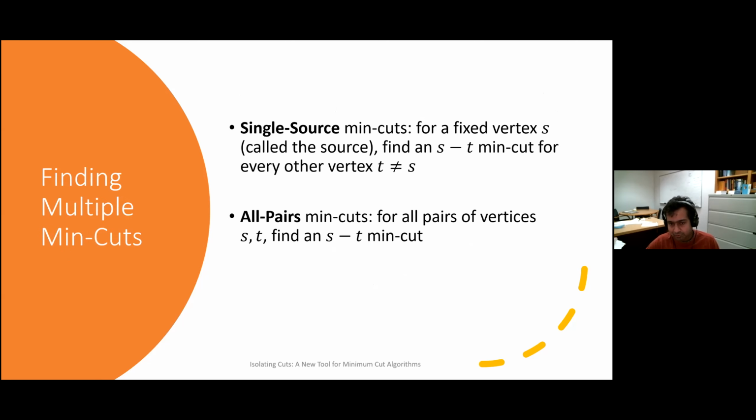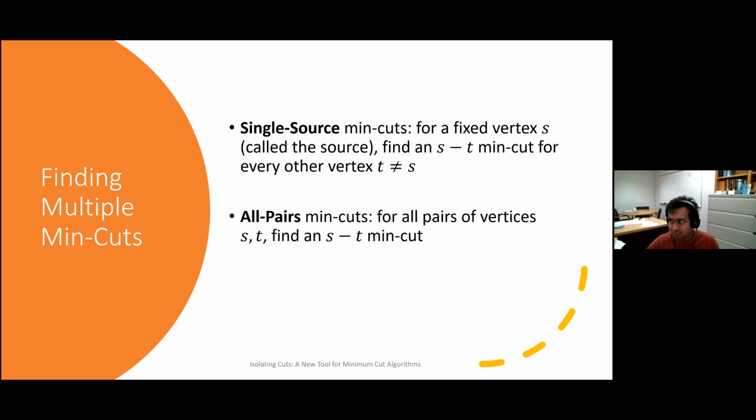And finally, we are often also interested not just in a single min cut, but multiple min cuts. This comes in two common forms. The first is what's known as single source min cut. We just fix a vertex S and ask for the minimum cut between S and every other vertex. Or we ask for the minimum cut for all pairs of vertices S, T in the graph.